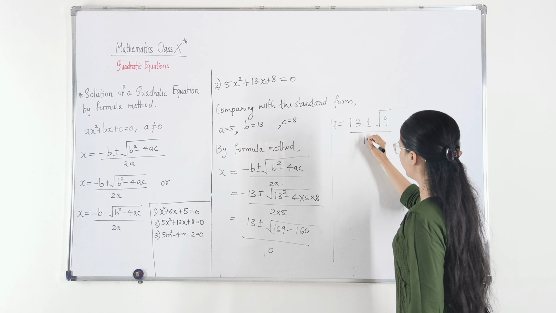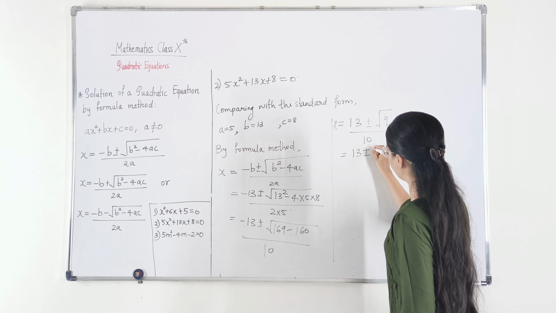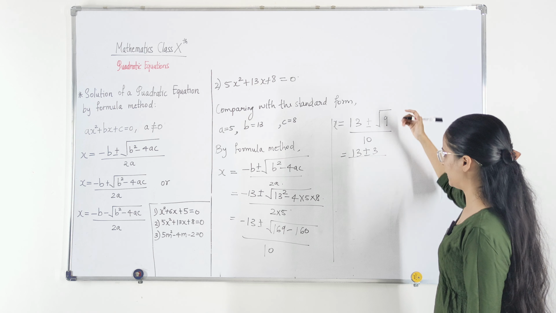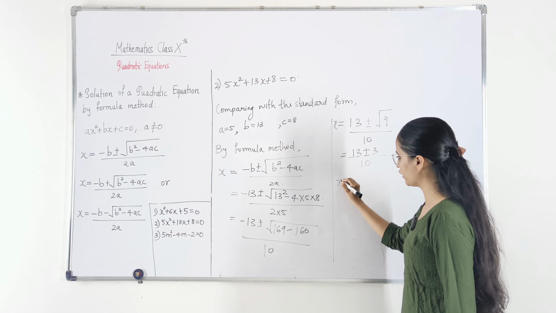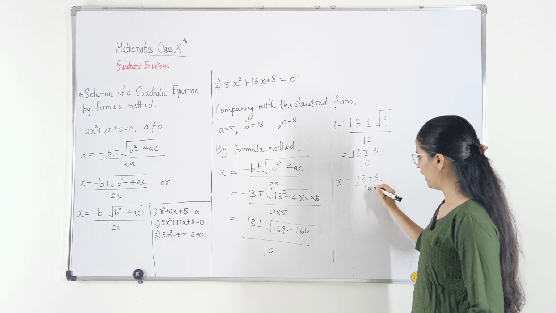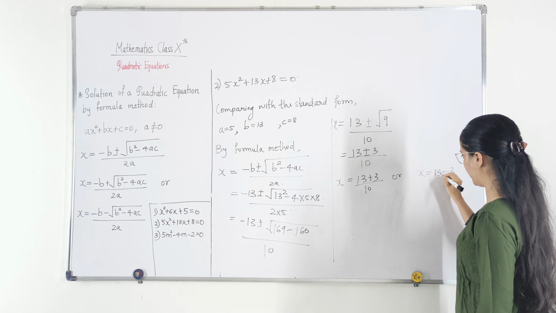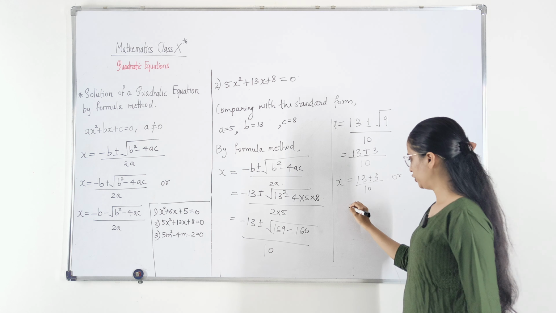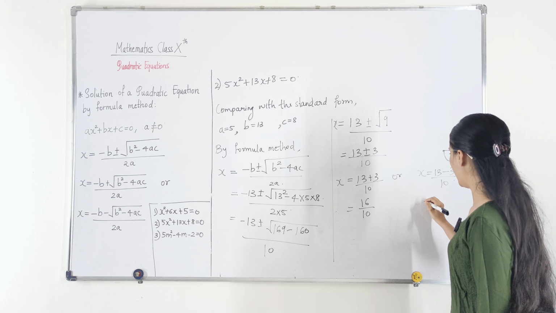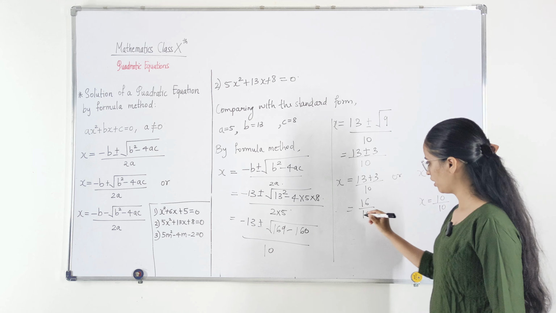So x in this case is 13 plus and minus under root of 169 minus 160 is 9, the whole upon 10. Again, this is equal to 13 plus and minus 3 because 9's square root is 3 or 3's square is 9. Hence, we get two values for x. One would be 13 plus 3 upon 10 and the other one would be x equals to 13 minus 3 upon 10, which is 13 plus 3 is 16 by 10 and 13 minus 3 is 10 by 10.